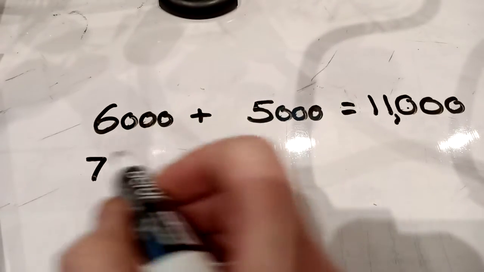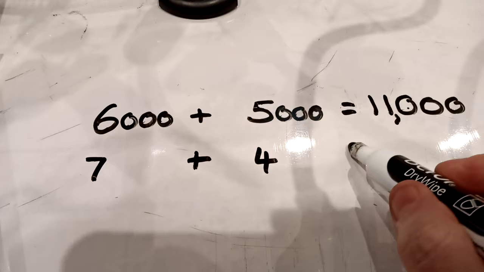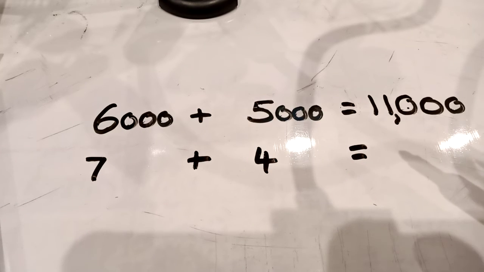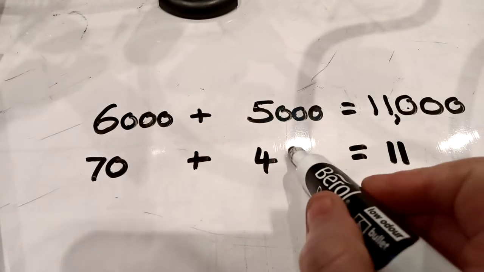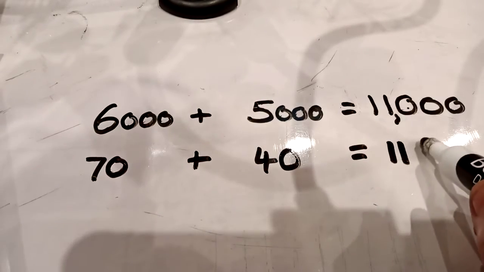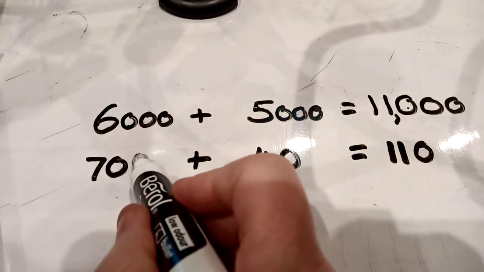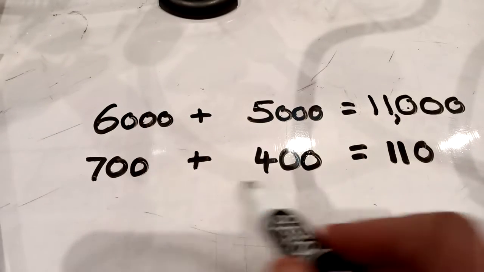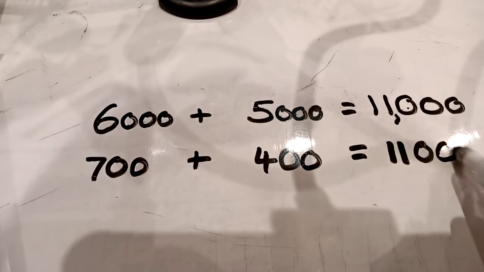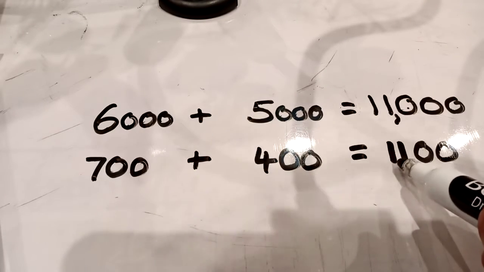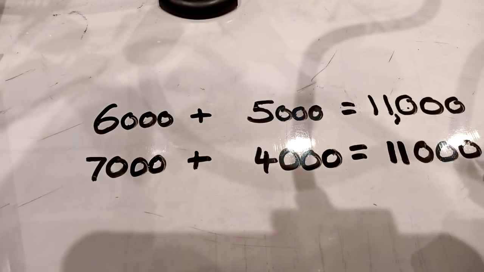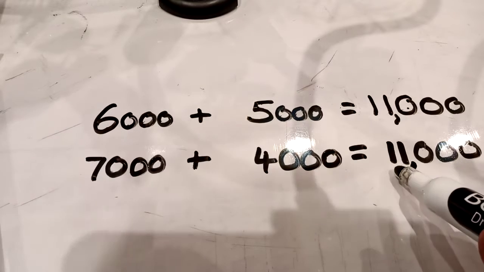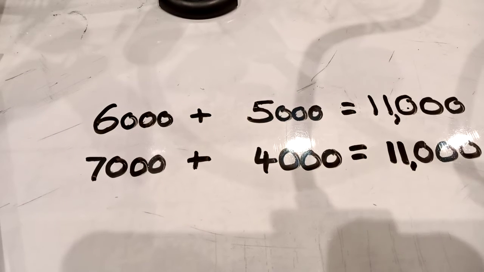Let's go for 7 add 4. Well, I know that 7 add 4 is 11. So 70 add 40 would be 110. 700 add 400 would be that, 1,100, and 7,000 add 4,000 would be, oh my goodness, 1, 2, 3, comma, what's that say? 11,000. Right, I'm going to stop muttering now and let you have a go.